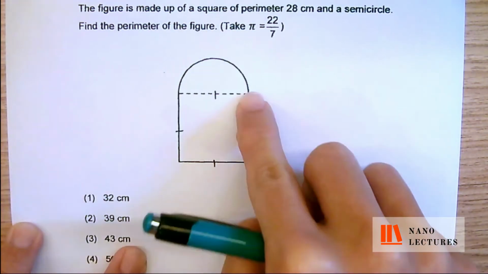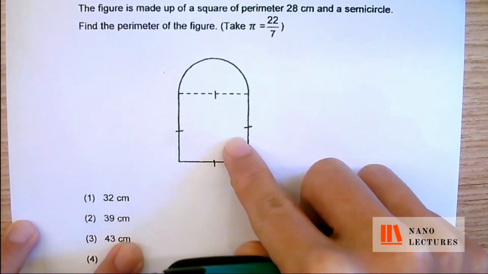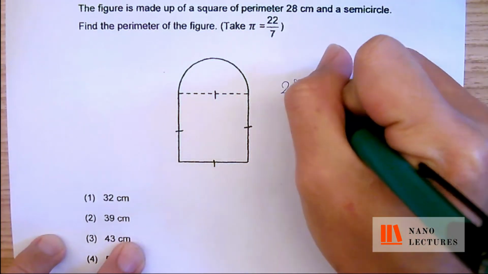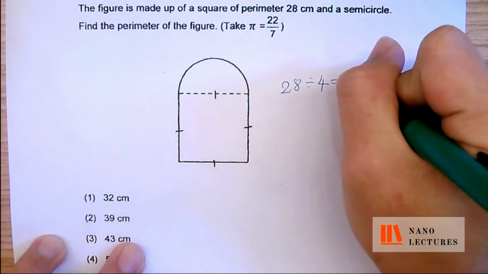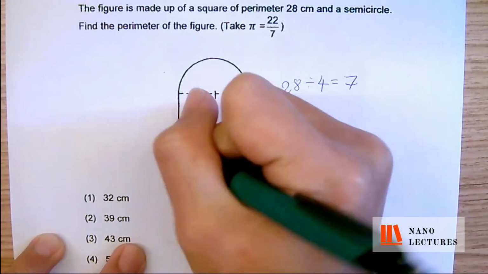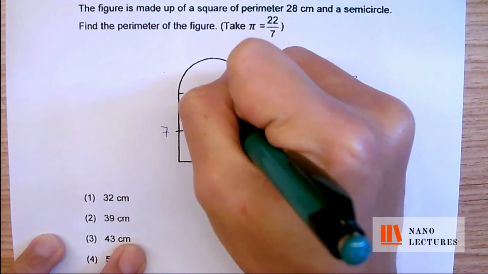Since for a square all the lengths are equal, to find the side, we just take 28 divided by 4. What will that get us? This will get us 7. Okay, sorry, brain is a little bit slow today. Okay, so this will be 7.